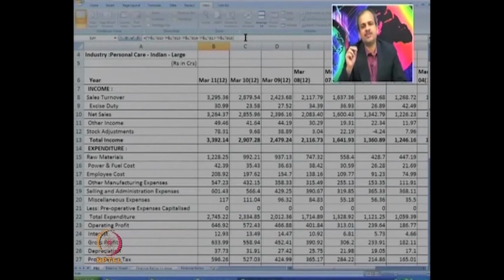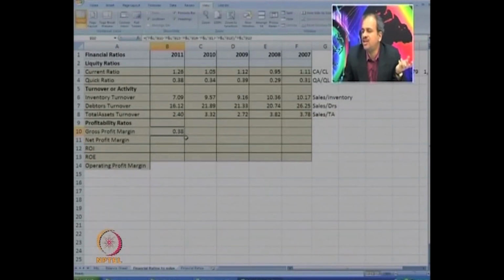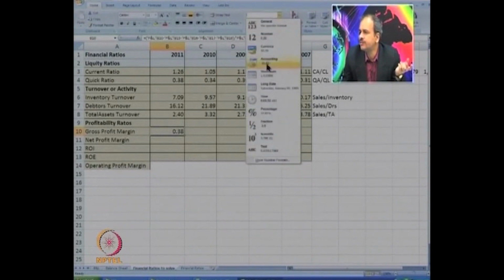Okay. So, the items which were directly related to sales and directly related to production have been deducted. What we have not deducted is selling and admin expenses and miscellaneous expenses. So, sales minus raw material, power, fuel, employee and manufacturing cost gives us the gross profit. We will divide it by the sales turnover. So, 0.38 we can convert as a percentage, because usually it will be used as a percentage.